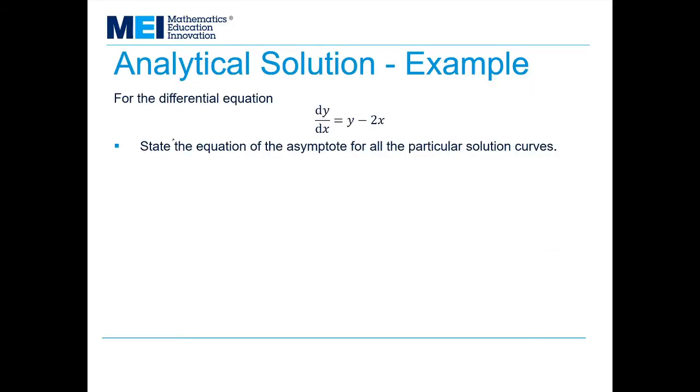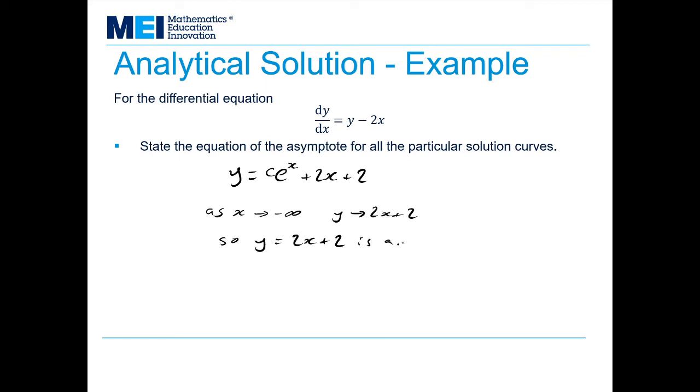Okay, so I might want to write down the solution of the differential equation, y = c e^x + 2x + 2. I've only been told to state the equation, but I might just want to write down that as x tends to negative infinity, y tends to 2x + 2. So the line y = 2x + 2 is an oblique asymptote.